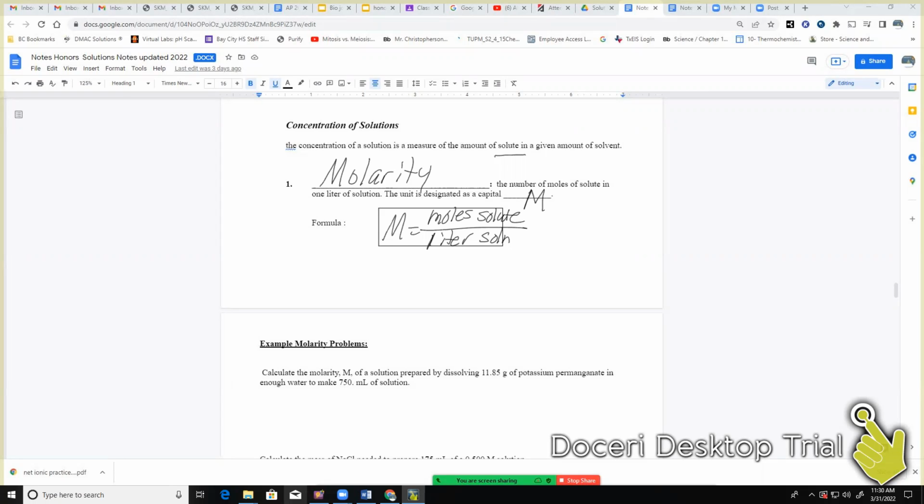Can you not see? Liter of solution. I tend to do that for my solution.